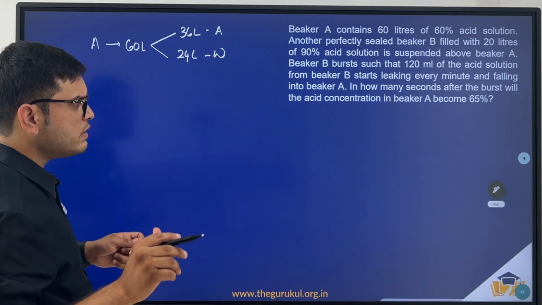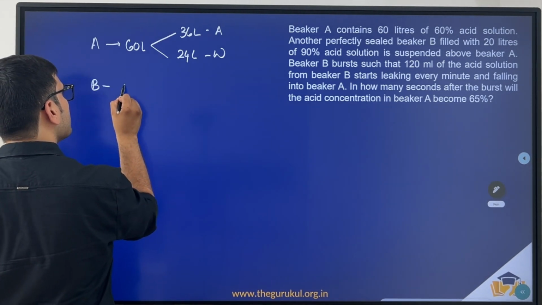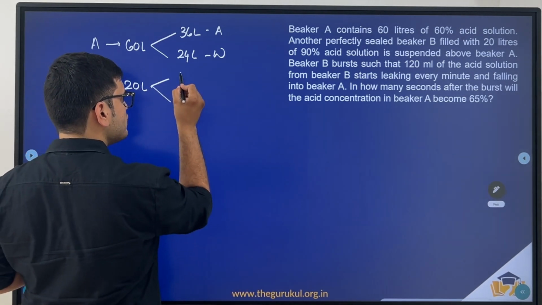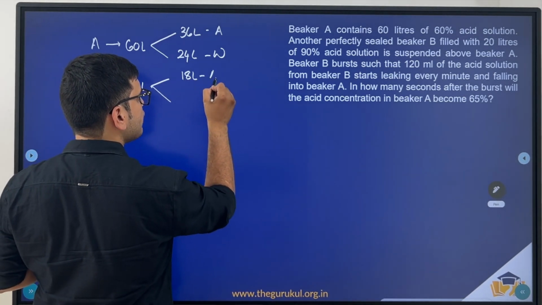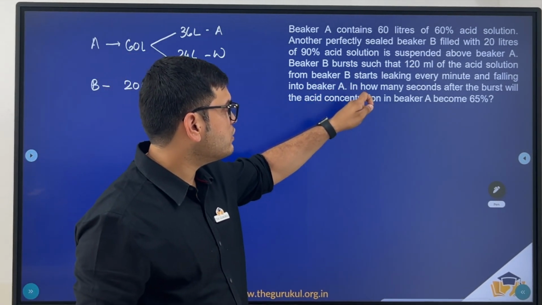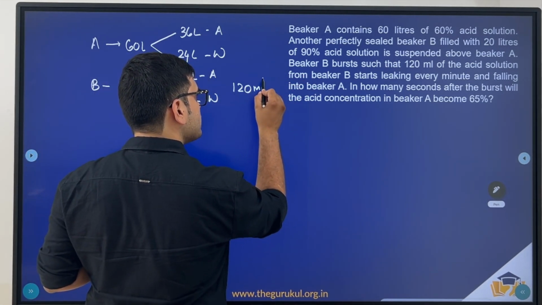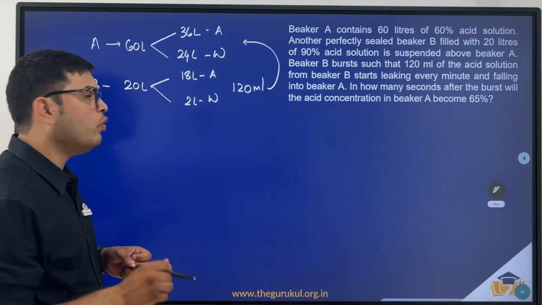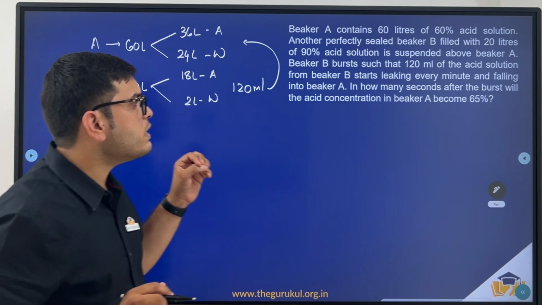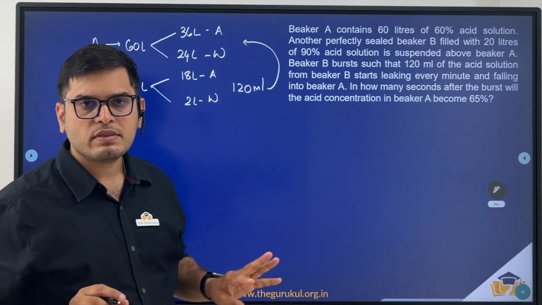Now another perfectly sealed beaker B has 20 liters of 90% acid solution. So this will have 18 liters of acid and 2 liters of water. Now beaker B bursts such that 120 ml of acid solution will be leaking into beaker A every minute. Now, in how many seconds after the burst will the acid concentration in beaker A become 65%?